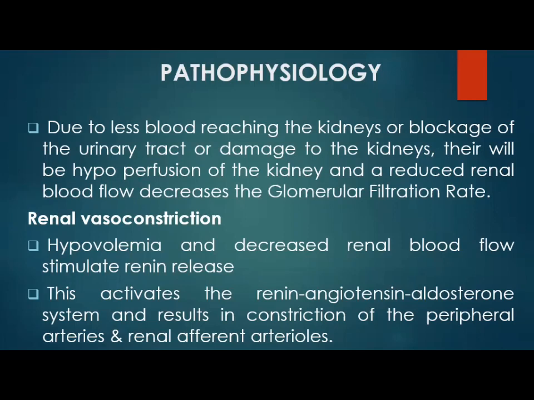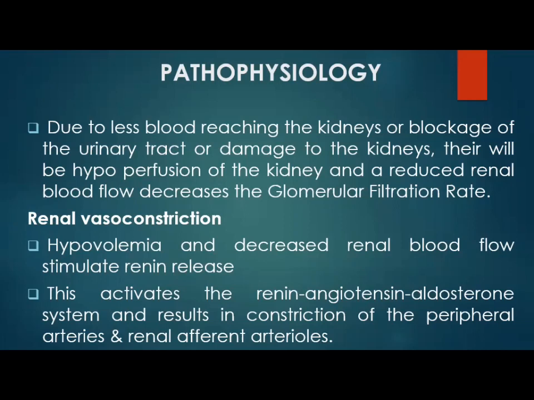This pathophysiology can be grouped into two: there's renal vasoconstriction and there's ischemia. The first one is renal vasoconstriction. So remember, there's hypoperfusion in the kidney resulting in reduced glomerular filtration rate. This means that there is hypovolemia, and decreased renal blood flow stimulates renin.